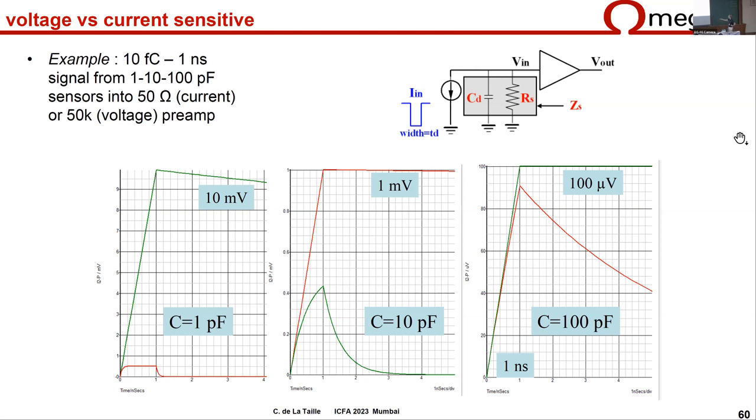If I go to 100 picofarad, whether I put 50 ohm or infinite, I just get my Q over C, and the current duration is also completely dominating the rise time. So this is just to illustrate that at very high speed, it's extremely difficult to beat the sensor capacitance, which means that you will integrate your current. And so the current duration is going to be a very important parameter.